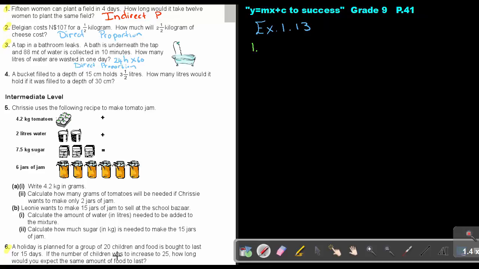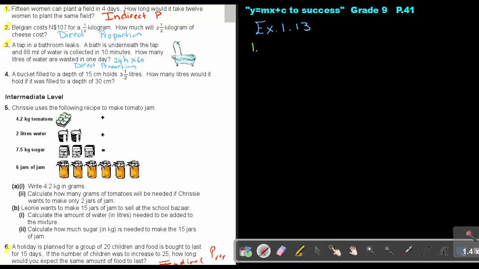And if you look at the last one, a holiday is planned for a group of 20 children, and food is bought to last for 15 days. If the number of children was to increase to 25, how long would you expect the same amount of food to last? So what happened to the children? It went up, but it's the same amount of food. So what will happen to the days? It will last fewer days, so the days will go down. So the children went up, the days went down, then we will say it's indirect proportion.